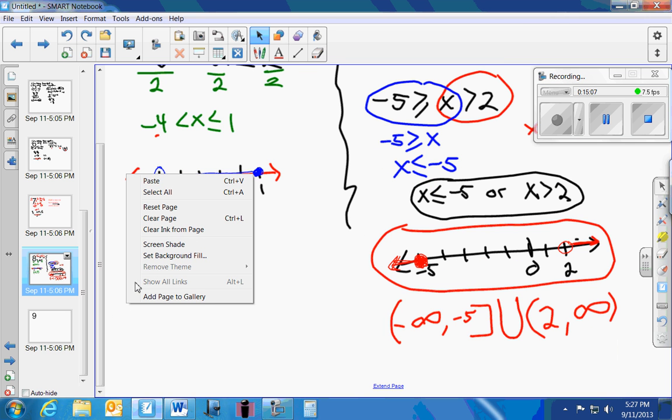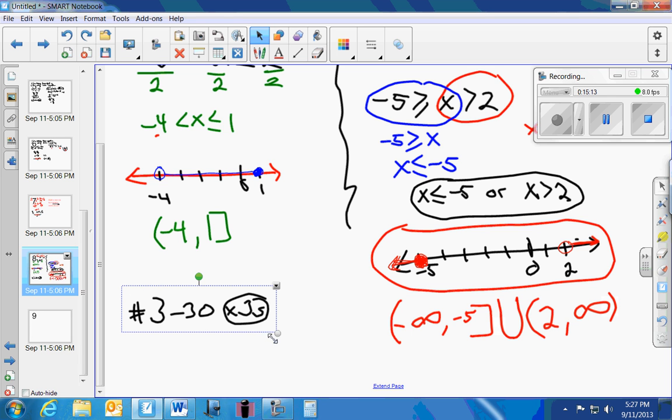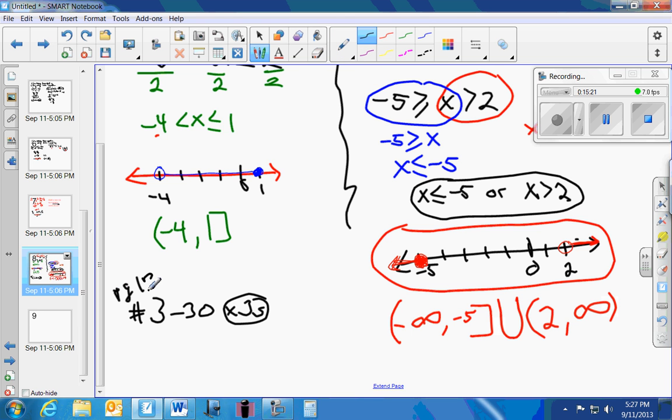So for homework from 1-5, you have numbers 3 through 30 by 3s. And that was on page 133. And then from page 142, I will just give you guys 21 through 33 by 3s. Can't read it at all. I can't write. So that is 21 through 33.